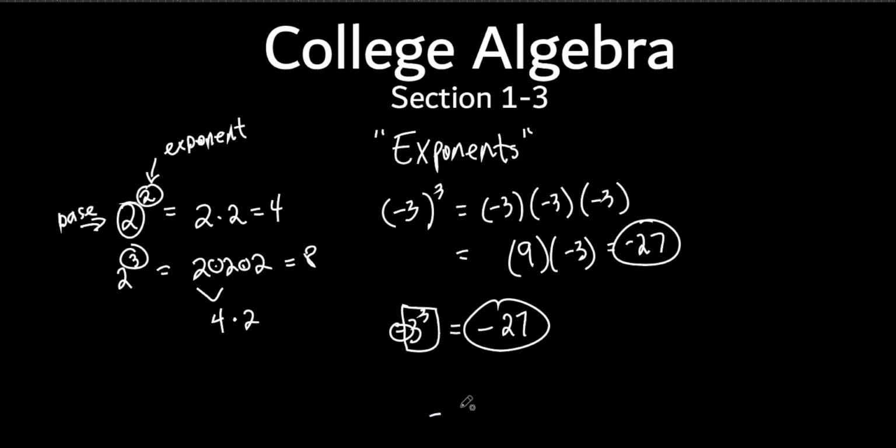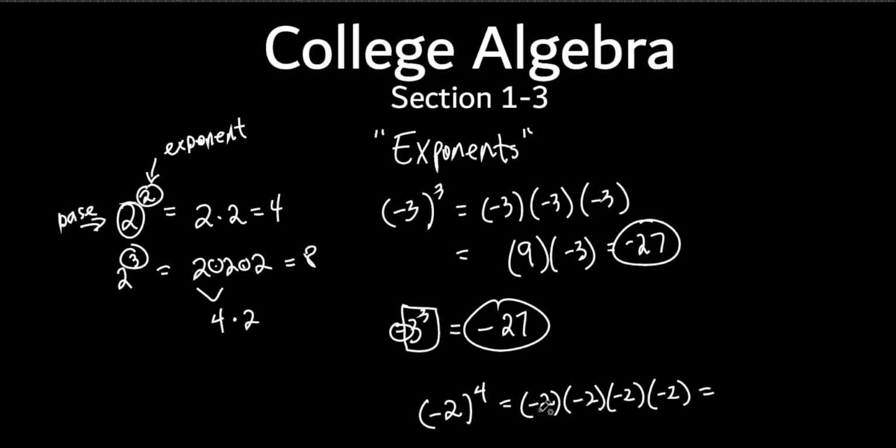But what if you had this? What if you had, let's do an easier number, negative 2. What if I did negative 2 to the 4th power? What does that mean? That means negative 2, how many times? 4 times. Okay? So this is what this means right here. It's important that you understand that.